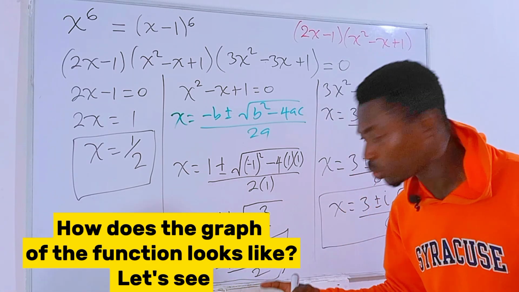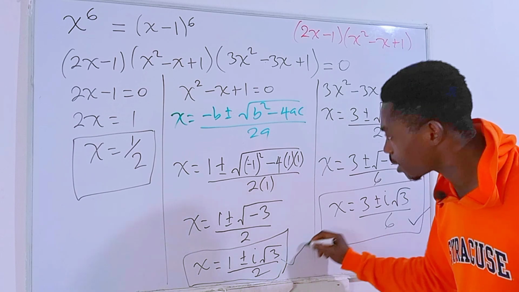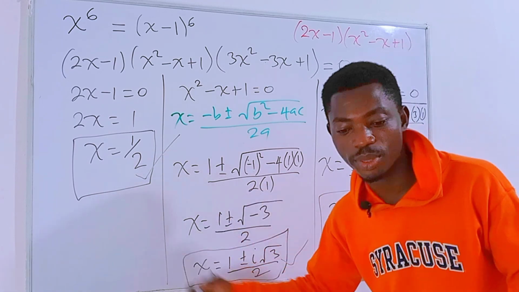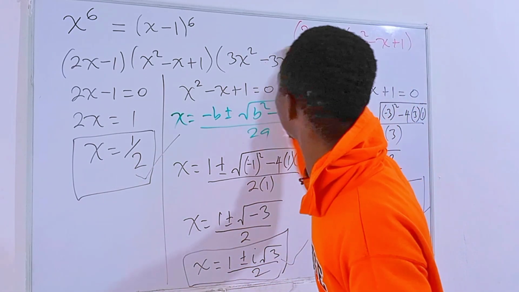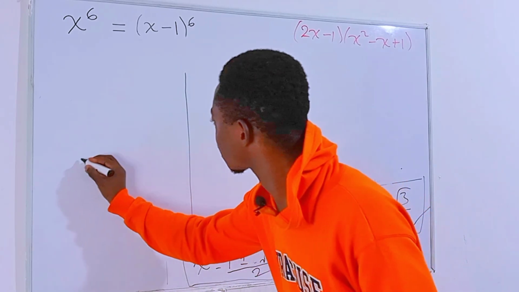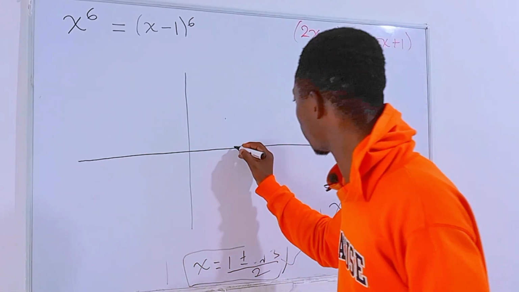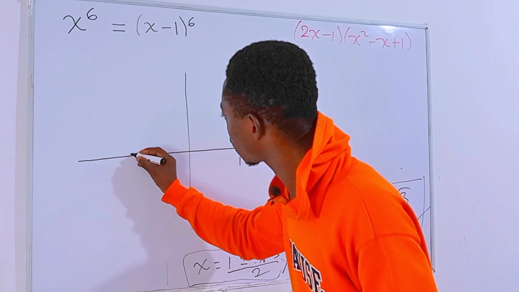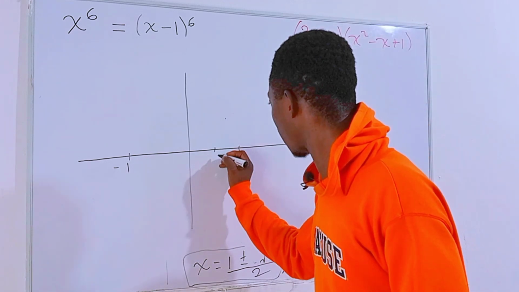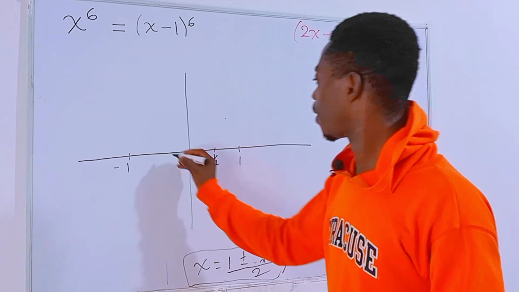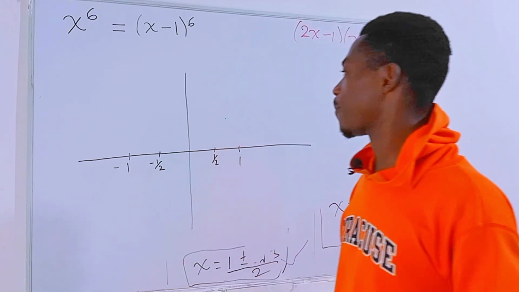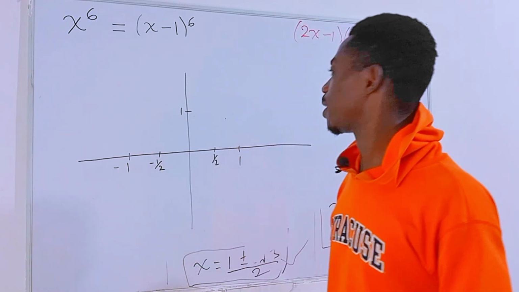Now we have 3 solutions. These are complex solutions, and this is the real solution. Now let me show you how the graph of this function is going to be. Actually, I'm going to get rid of this. Now let's say we have our Cartesian plane here just like that. We have here to be 1, and this side to be negative 1. Then 0.5 will be somewhere here, and then negative 0.5 will be somewhere here. And we also have 1 here just like that.